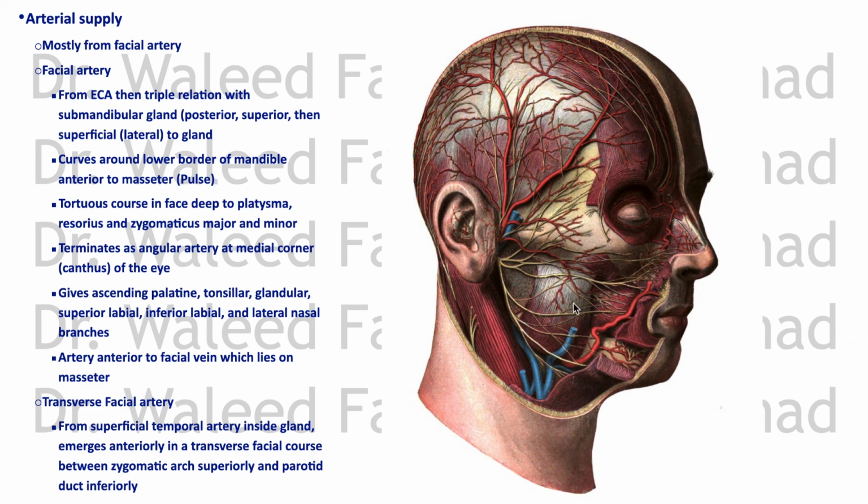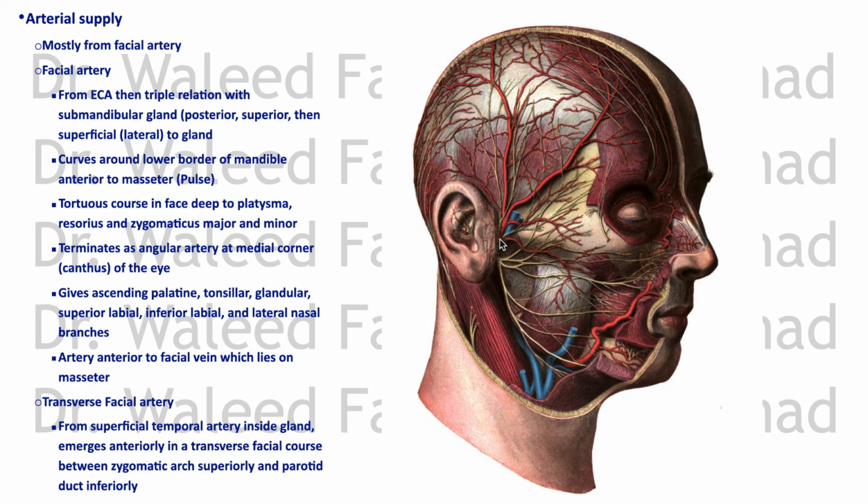Of course, it supplies all the muscles it passes over. Remember, I told you the facial artery is superficial to all the muscles except it's deep to the platysma, which covers part of it, the risorius, zygomaticus major and minor. It's deep to these muscles. Do not forget this. Okay, these are the branches of the facial artery. Of course, as we studied, I think they're easy. There's no problem about that.